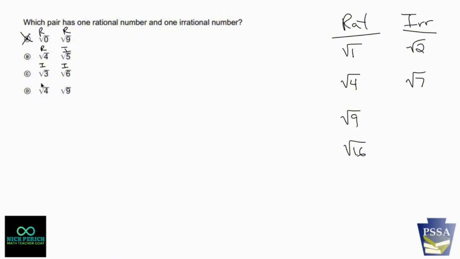Square root of 4 is a perfect square, so that's rational. Square root of 9 is a perfect square, that's rational. So the only one that makes sense here is B, baby.